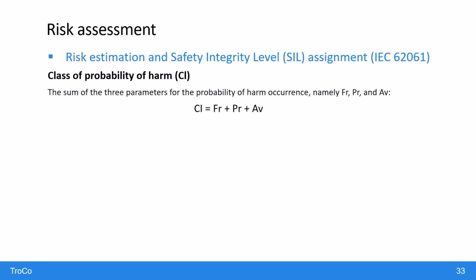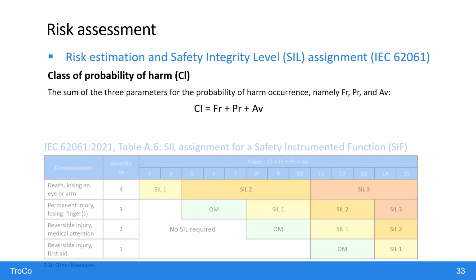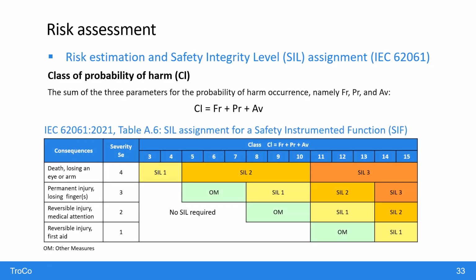The class of probability of harm, CL, is defined as the sum of 3 parameters: frequency and duration of exposure, FR, probability of a hazardous event, PR, and possibility of avoiding or limiting harm, AV. For SIL assignment, we use the table shown on this slide. The SIL requirement is determined at the point where the severity, SE, row intersects with the corresponding CL column. The orange areas indicate the SIL levels required for a safety instrumented function, SIF, while the light green areas indicate that other measures, OM, should be considered instead of assigning a SIL.